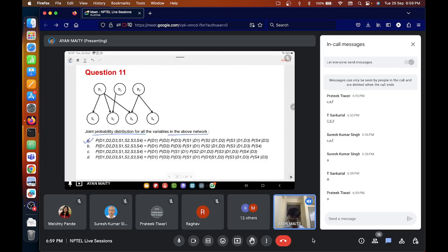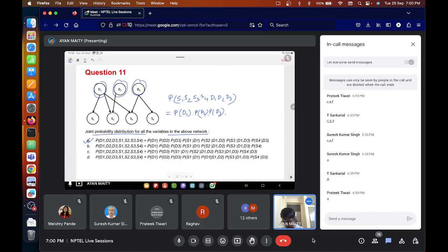So the joint probability distribution of all the variables basically means we have to find out the probability distribution of S1, S2, S3, S4, D1, D2, D3. So joint probability distribution of all the variables in this Bayes network. To find out the joint probability distribution, first we need to find out the nodes that are not dependent on any other nodes. So these D1, D2, D3, these three nodes are independent of any other nodes. There are no incoming edges to these three nodes. So we can simply write probability of D1 into probability of D2 into probability of D3.